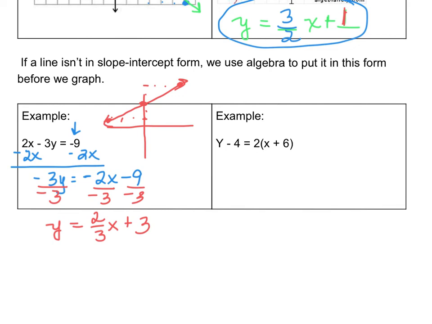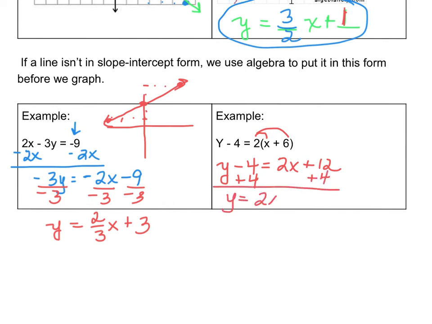And the second example doesn't look quite like it's not in standard form. It's not in any form that we're aware of, but I want to isolate the y. So first thing I'll do there is distribute. y minus 4 equals 2x plus 12. And again, the goal here is let's get the y by itself. I would then add the 4, and I get y equals 2x plus 16, which would mean I'd have a y-intercept way up at 16, and my slope would be 2.